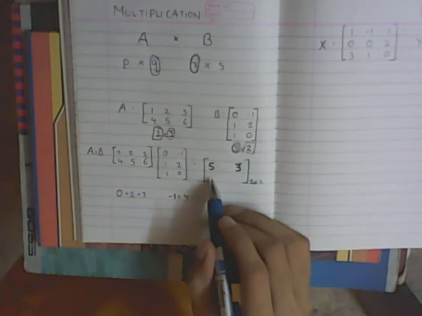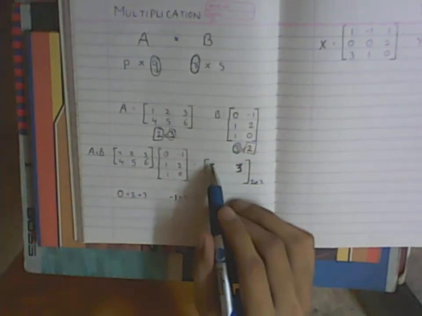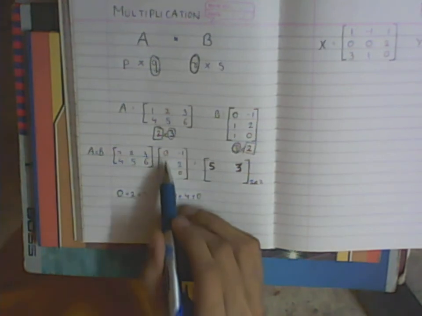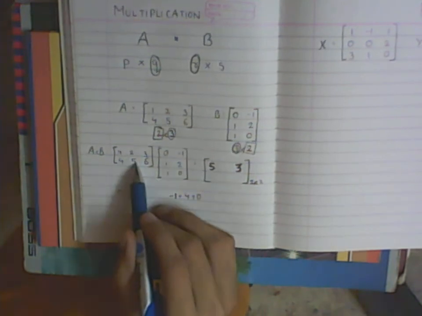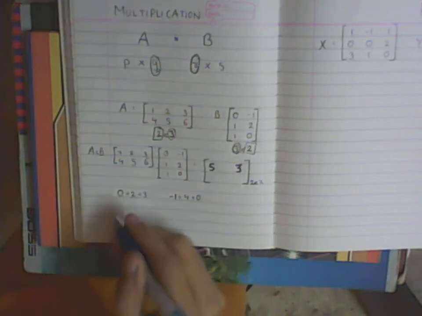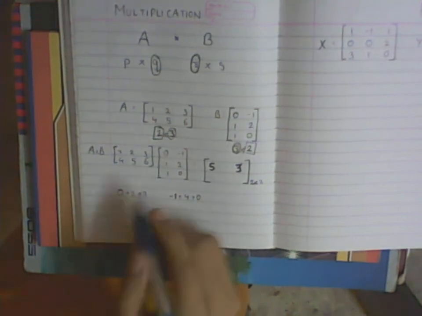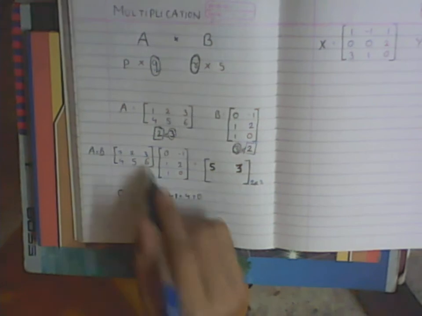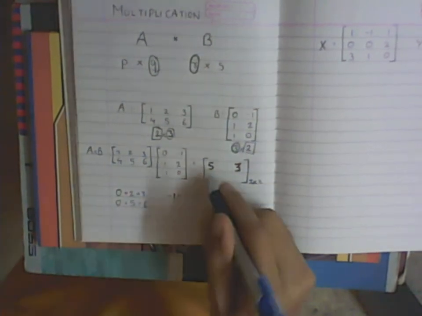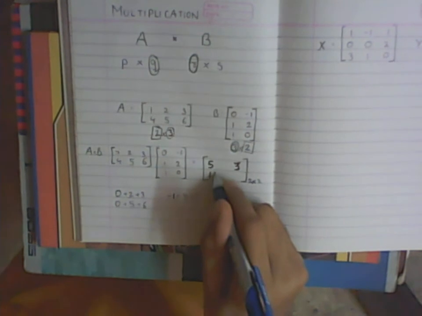Same for the next entry. This is the second row, first column entry. So I would take the second row from here and the first column from here. If I take 4, 5, 6, multiplied by 0, 1, 1, I would get 4 into 0, which is 0. 5 into 1 is 5. 6 into 1 is 6. And if I find the sum of these numbers, it's 11. So this entry is 11.